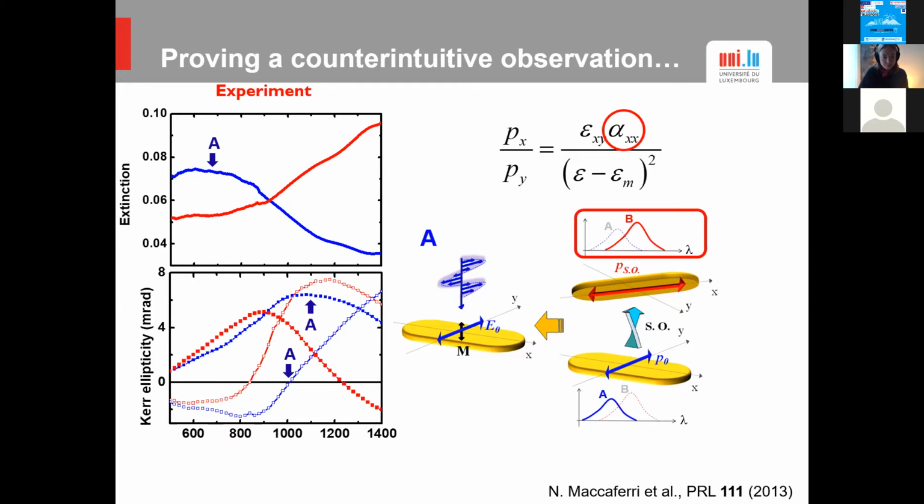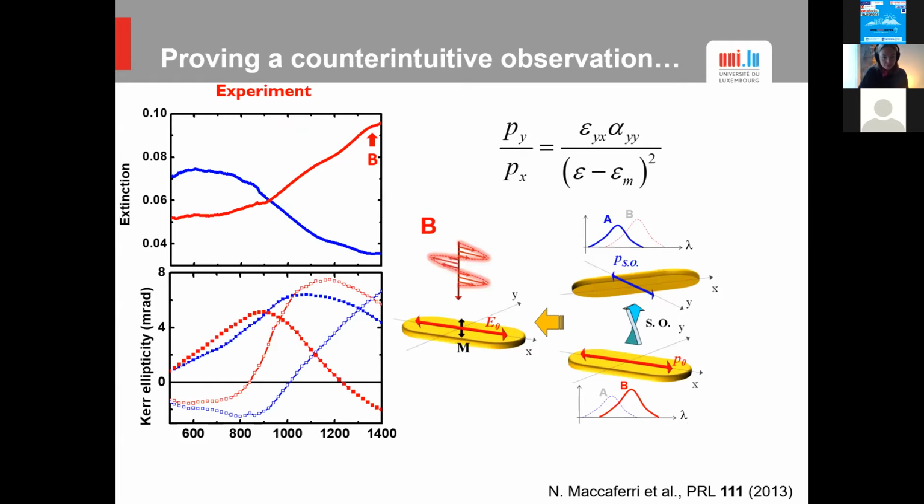And we prove this for both polarizations. So when you excite the long axis in the optical measurement, in the magneto-optical measurements you have the vanishing ellipticity and the maximum of the rotation at the wavelength of the short axis. So we actually proved our model in this way.